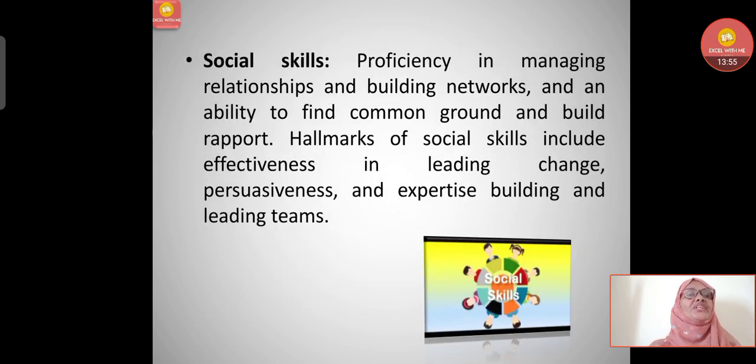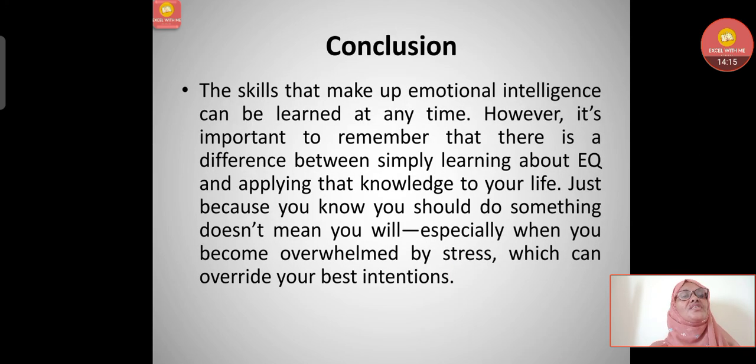Then social skills. Lastly, proficiency in managing relationships and building networks, and an ability to find common ground and build rapport. Hallmarks of social skills include effectiveness in leading change, persuasiveness, and expertise in building and leading teams. These are social skills. Now let's conclude our topic.